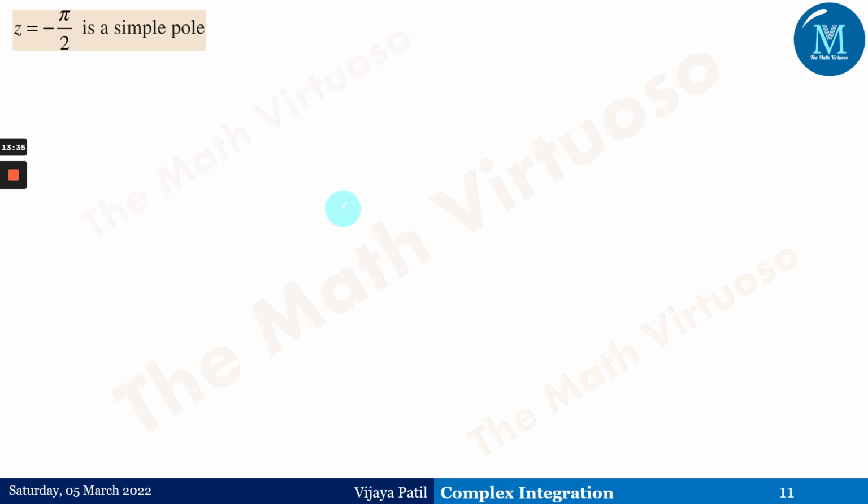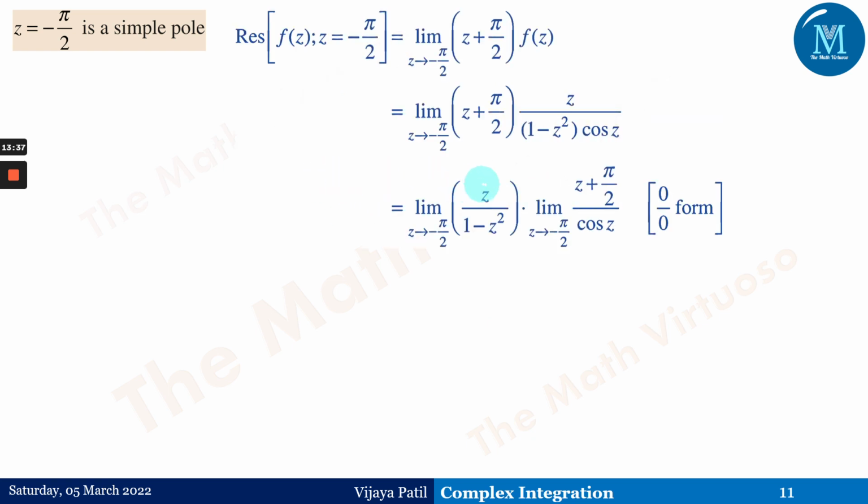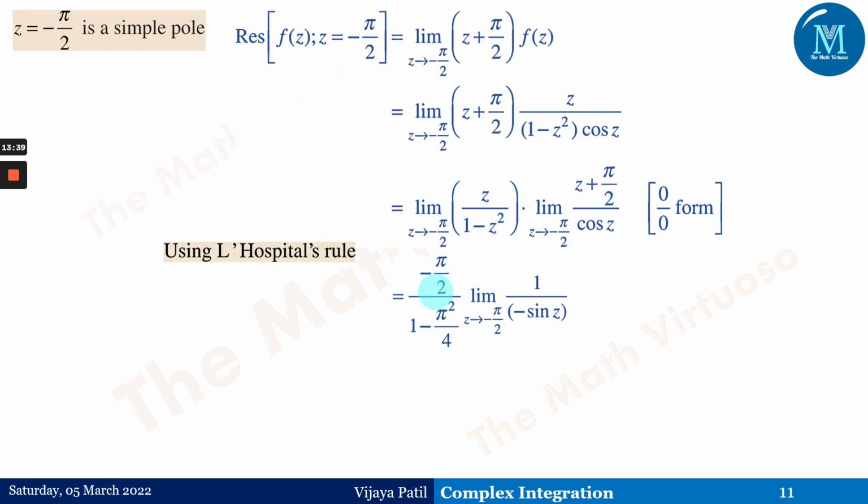Another point, z equals minus pi by 2, is a simple pole. The same way we have done so far, we have to do the same thing again in this case, and we will get the value 2 pi upon pi square minus 4. Again, my suggestion for you all is to pause the video after this, try to get all the steps that I have on the screen, and then cross-check whether you get the same answer as mine or not.